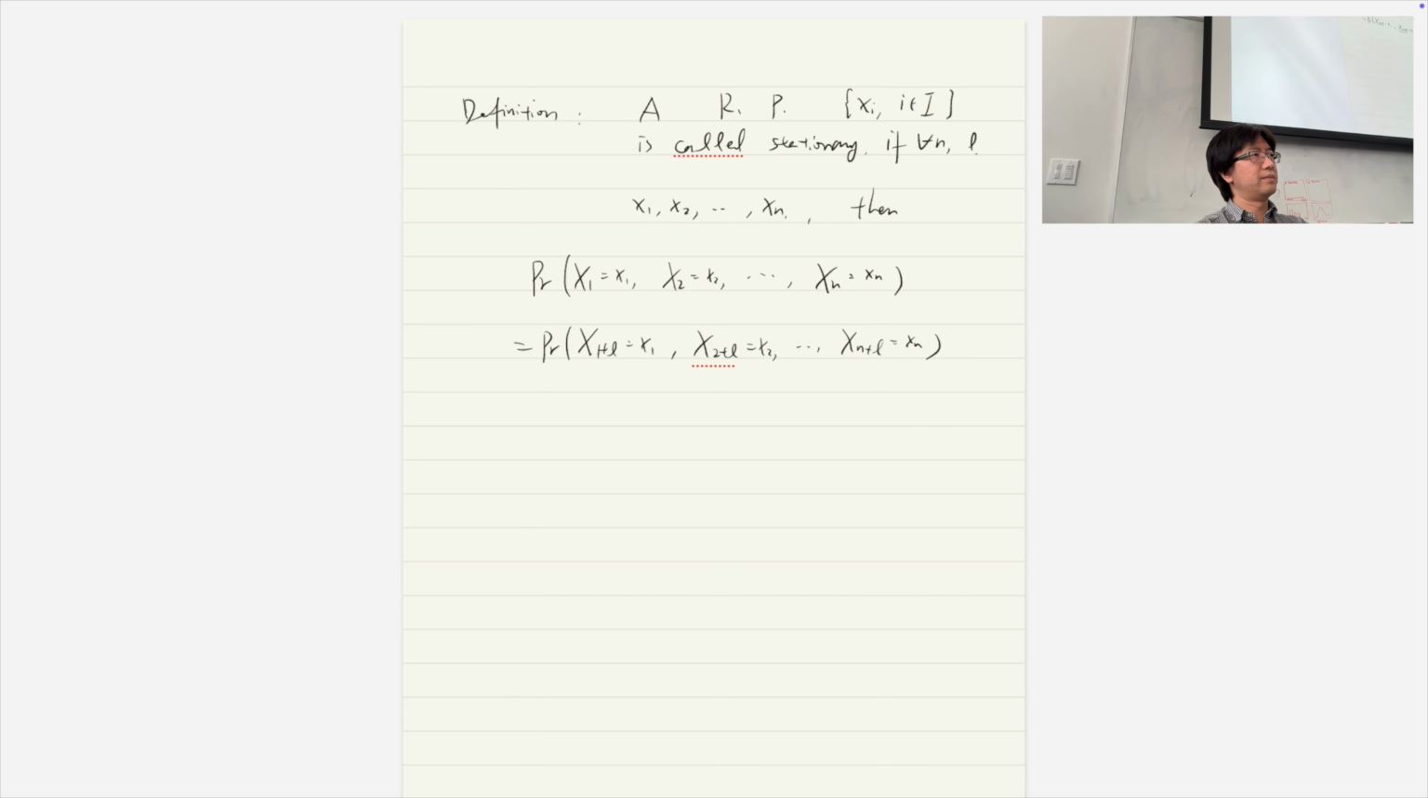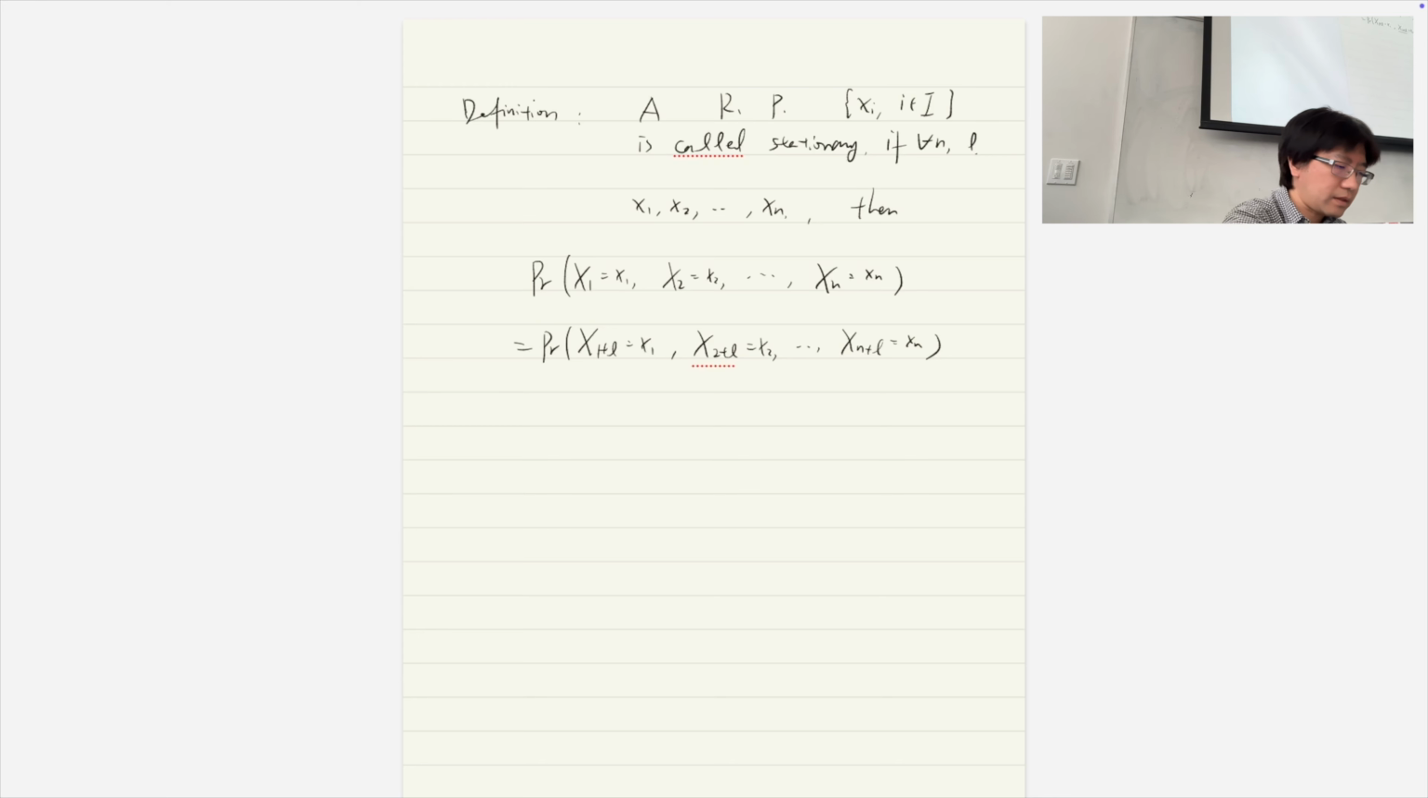Does that ring any bell? Probably you should learn this definition first, and then in some signal processing class they'll give you the idea of wide-sense stationarity. Okay, so this is the basic definition of stationary.